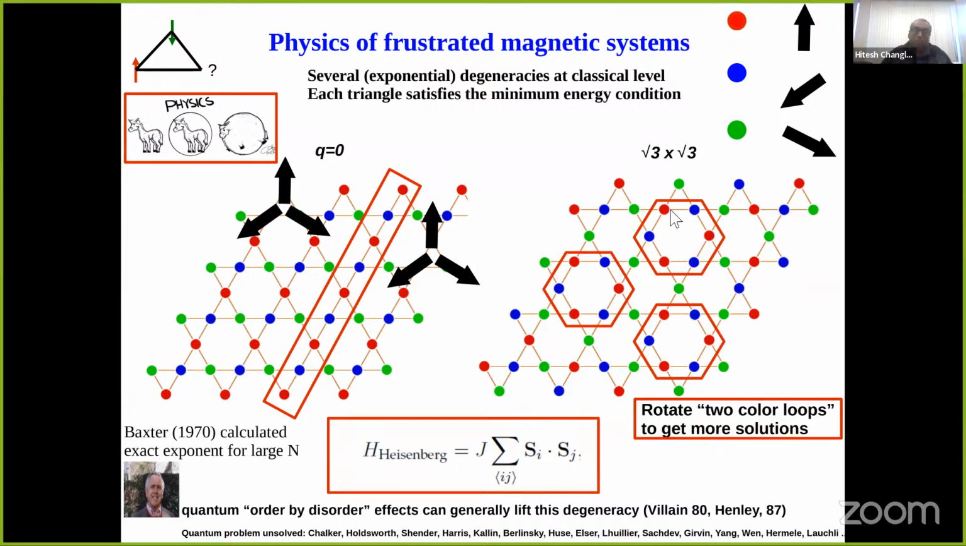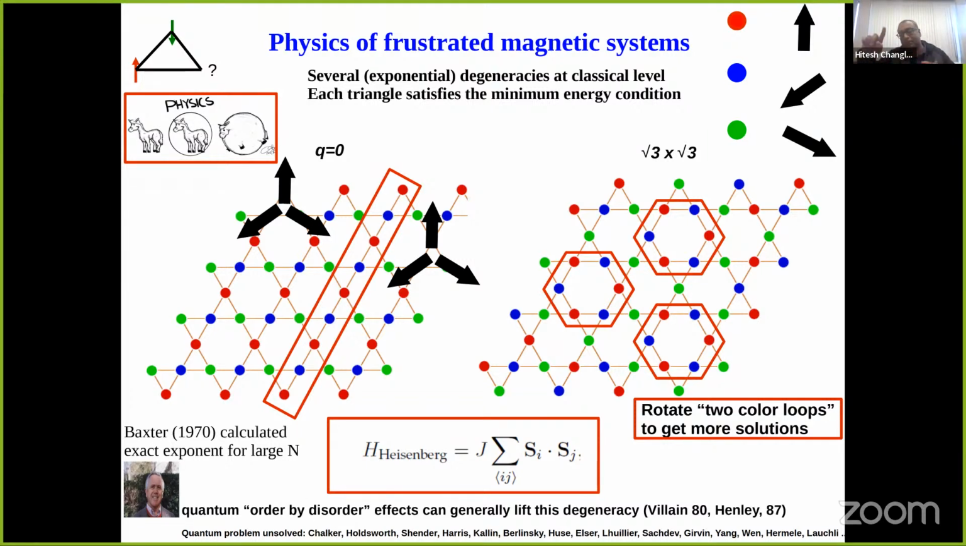And here I can do the same thing. I have identified 2 color loops, which are hexagons. I change red to blue, blue to red, red to blue, blue to red. Well, I'm again surrounded by greens. So every triangle is still happy, still satisfies the minimum energy condition, and you're still in the ground state manifold. Turns out that an analogous calculation for how many states there are, you can do it numerically, but if you want to do it analytically, you can actually go to the honeycomb lattice, which is the dual of the Kagome lattice.